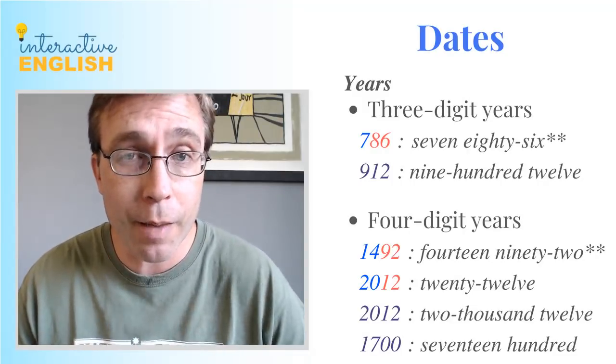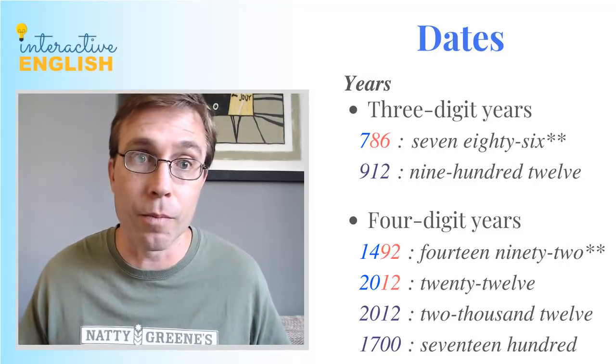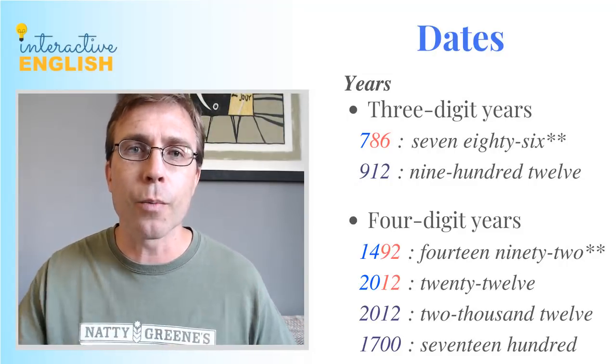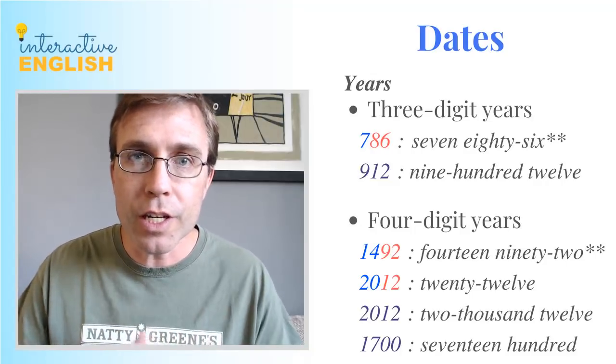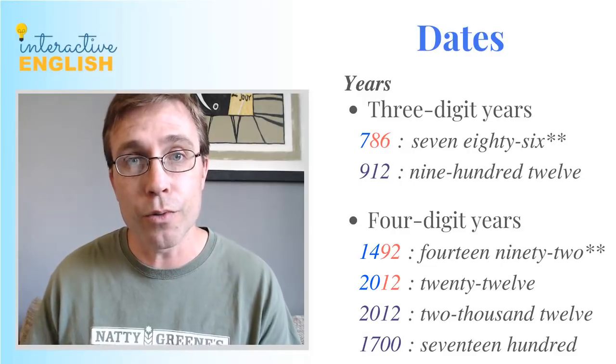Now, if we're talking about a 4-digit year, which I think is very common, look right here. We say them by 2 digits. So the first 2 digits we say together, and the second 2 digits we say together.